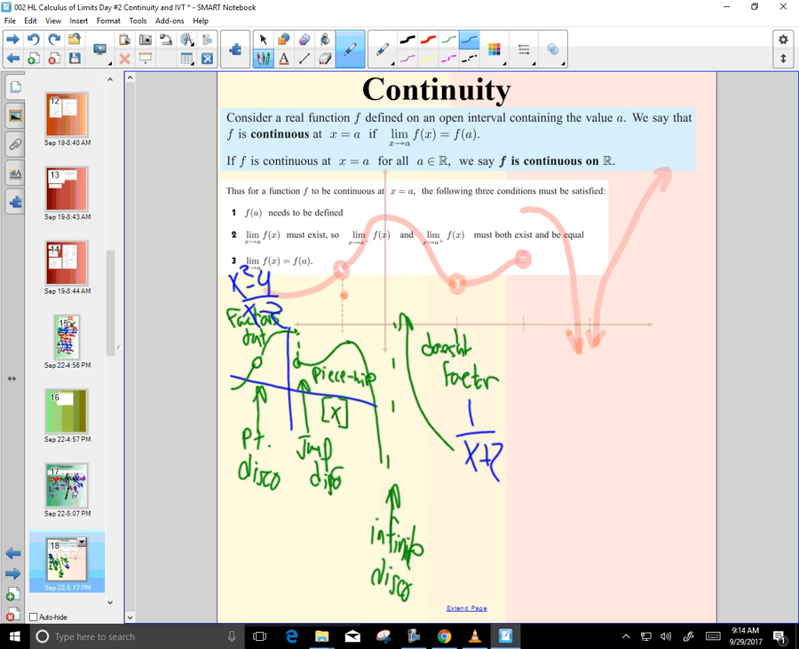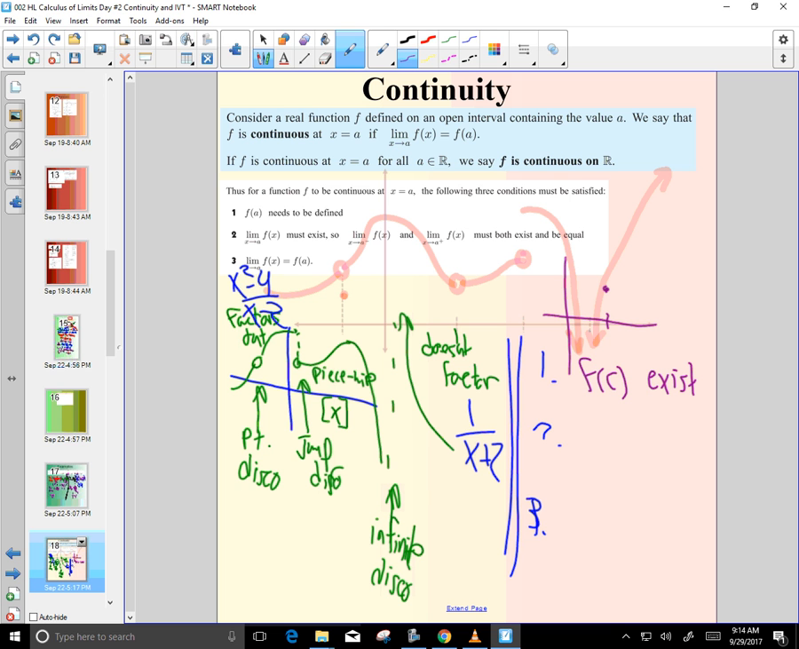Now there's three parts to proving discontinuity at a point. Okay, and it's pretty easy to prove. Three things. You have to have f of c has to exist. So let's say you have an equation here, and this is c, and this is f of c. It's got to exist.